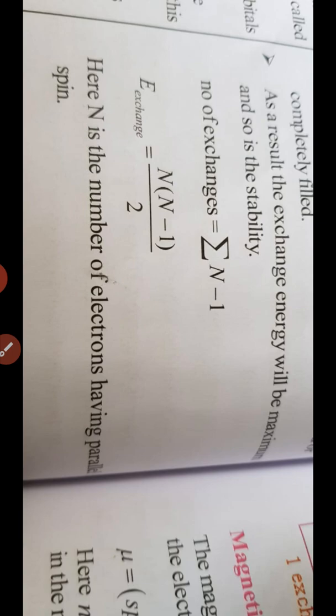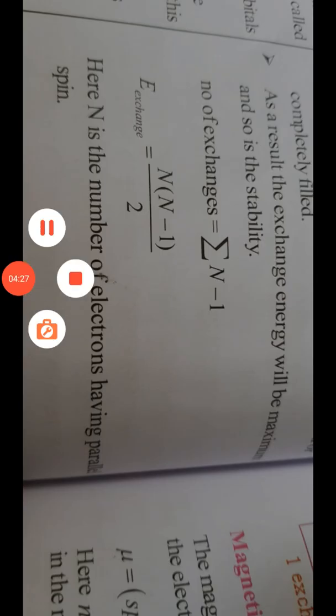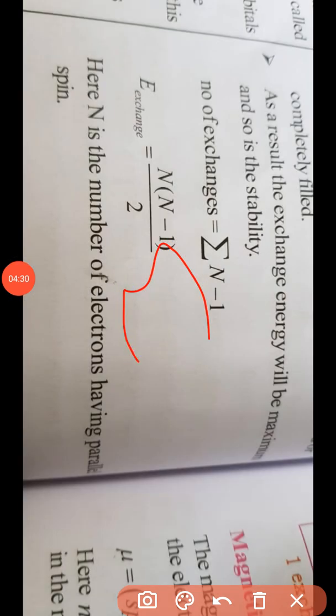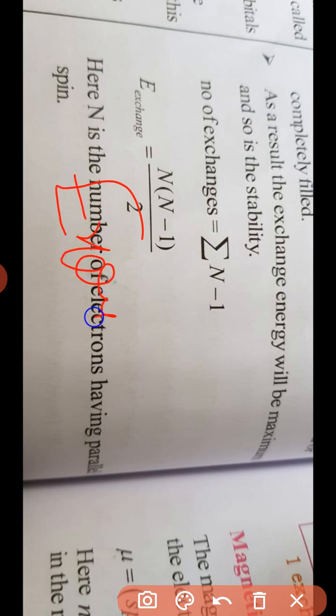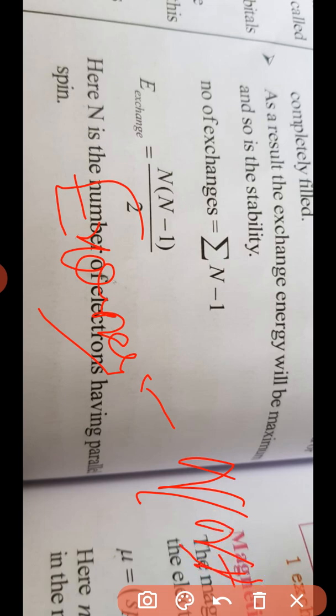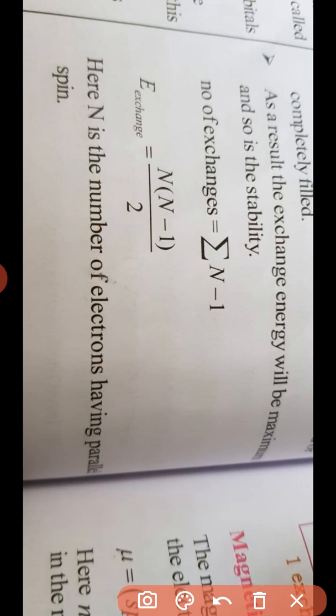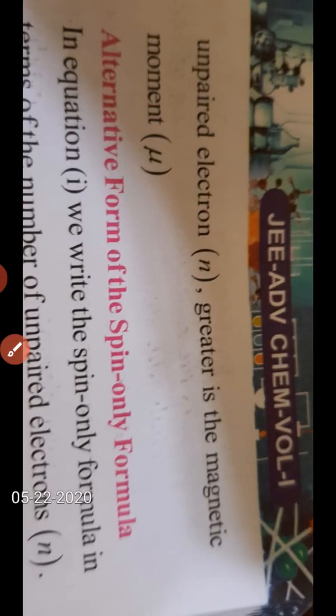Number of exchanges in an atom is given by sigma n into n minus 1 by 2. Here n is the number of electrons having parallel spin. Okay, that's it. Exchange energy is equal to n into n minus 1 by 2, where n is the number of electrons having parallel spin.